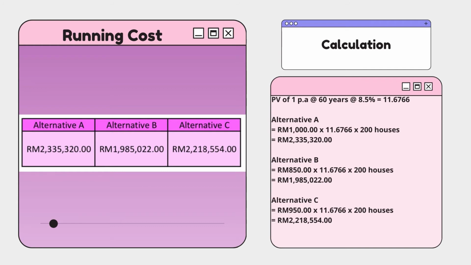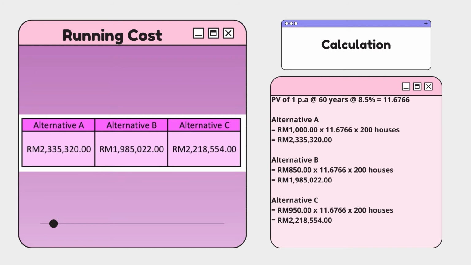11.6766. So the calculation for running costs is the running cost per house per year multiplied by the PV value of 1 per annum at 60 years at 8.5%, multiplied by the number of houses. For alternative A, it is 1,000 ringgit multiplied by 11.6766 multiplied by 200 houses to get 2,335,320 ringgit. Alternative B, 850 ringgit multiplied by 11.6766 multiplied by 200 houses.